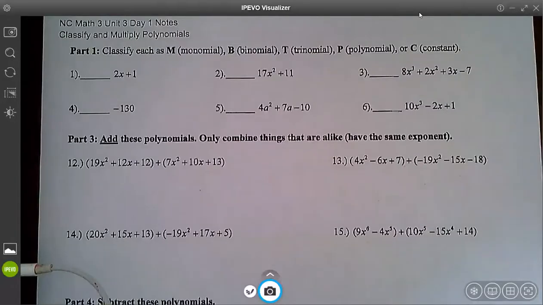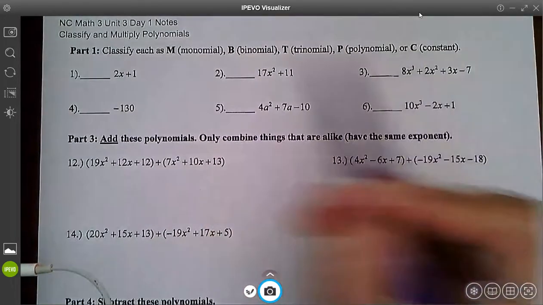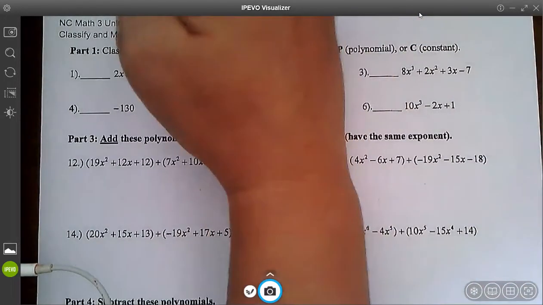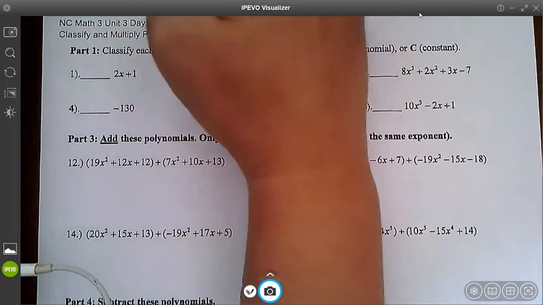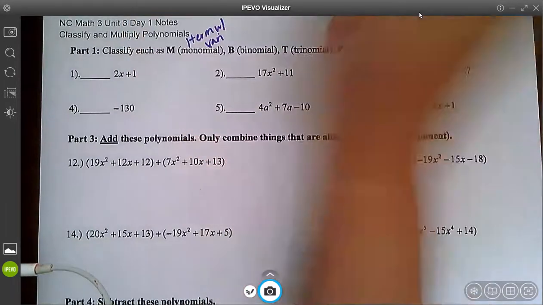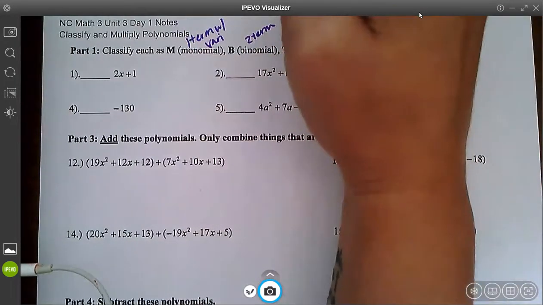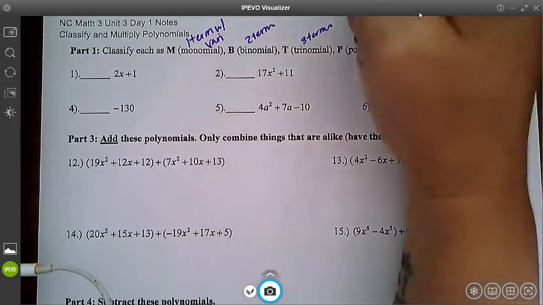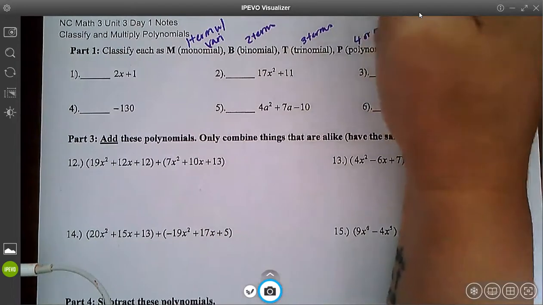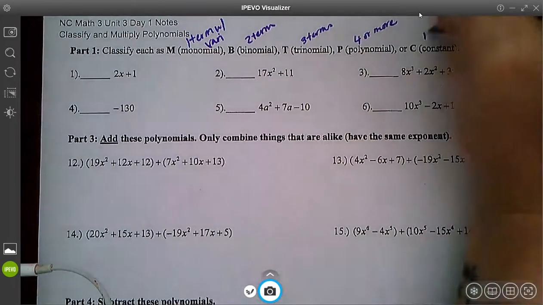Math 3, classify and multiply polynomials. So we're going to start with classifying them by degree and number of terms. These classifications are by number of terms. A monomial is one term with a variable. A binomial is 2 terms. Trinomial is 3 terms. Polynomial is 4 or more. And a constant is one term with no variable.